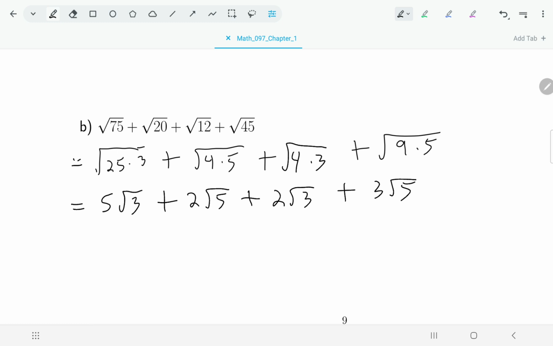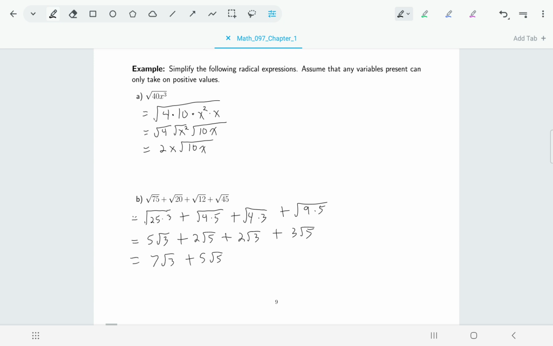I'm not finished yet, though. You might also notice there are some terms that are similar. I've got two terms involving roots of 3s, and I've got two terms involving roots of 5s, and those terms can be combined together. 5 root of 3 plus 2 more root of 3s gives me 7 root of 3s in total, so I have 7 root 3. And I have 2 root 5s and 3 more root 5s, which gives me 5 root of 5. And that's as far as I can go. One term is in terms of roots of 3s, the other one is in terms of roots of 5s. Those are different roots, so unfortunately I can't combine those two terms. So I've gone as far as I can in simplifying that last expression.